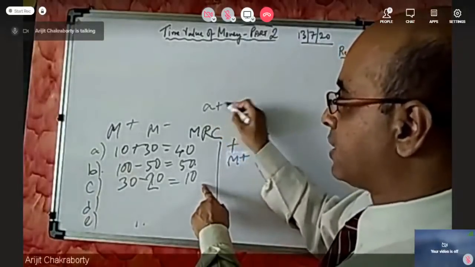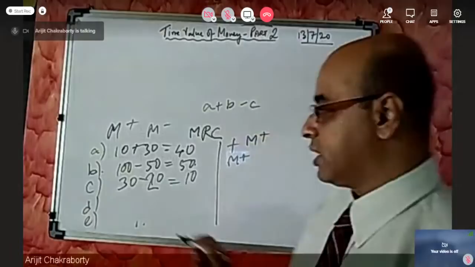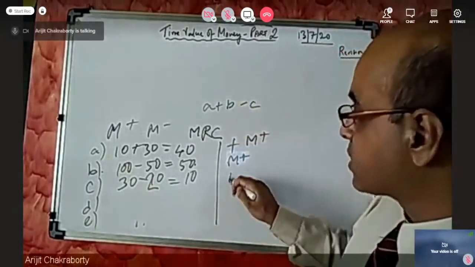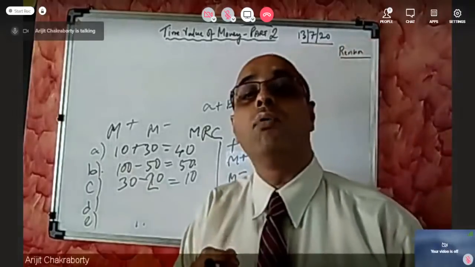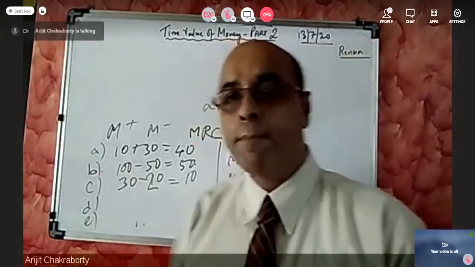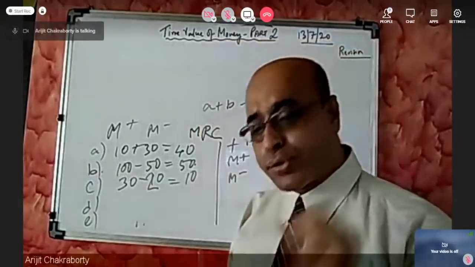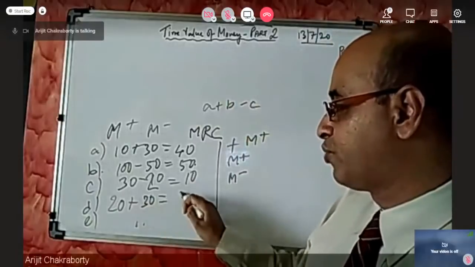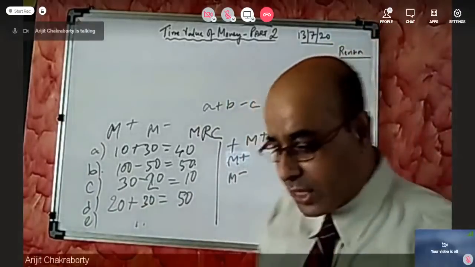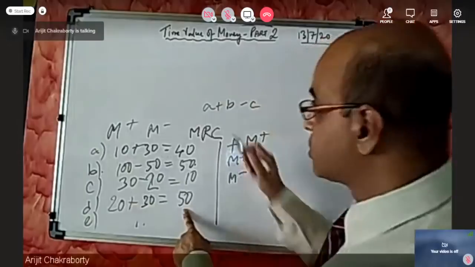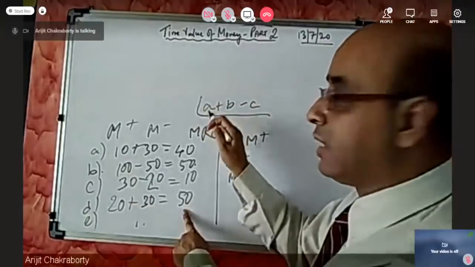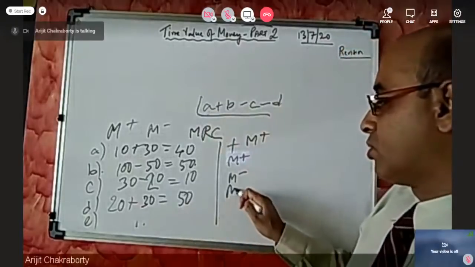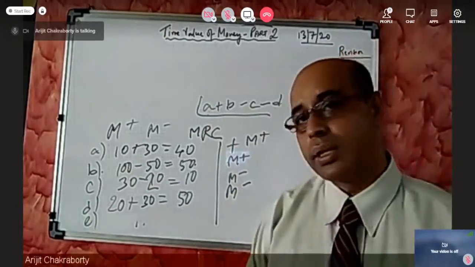So say the formula is A plus B minus C. So 30 minus 20 is 10. And I will press the M minus button because this I want to subtract. Okay? M minus. The fourth calculation I am doing, 20 plus 30 equal to 50. This also I want to subtract. So the formula which I am working upon is A plus B minus C minus D. So this 50 also goes into M minus.